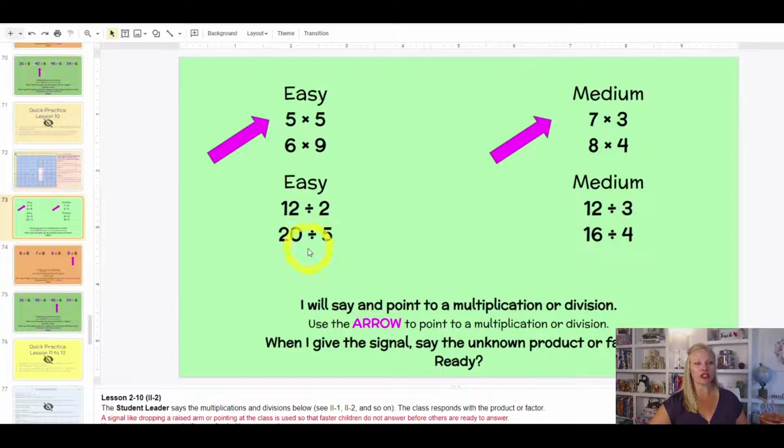These are facts that are generally easier for students because they have more ease with 5s and 2s. 9s, they have their 9s trick. Or they can say I multiplied it by 10 and I subtracted another group. So that's why these tend to be on the easier side. These ones tend to be on the more difficult side, not easy, because they use things like our 3s and our 4s, which aren't as simple as our 5s and our 2s.